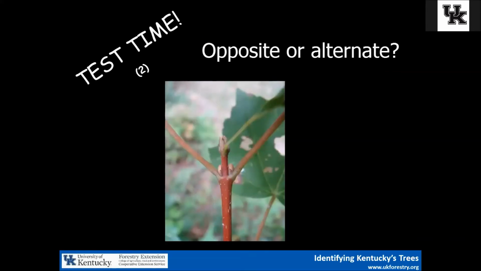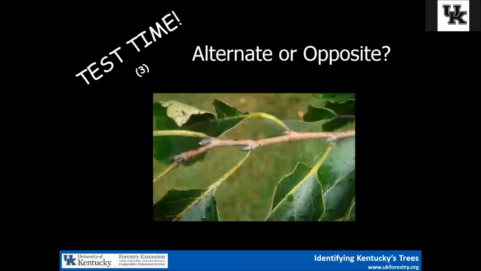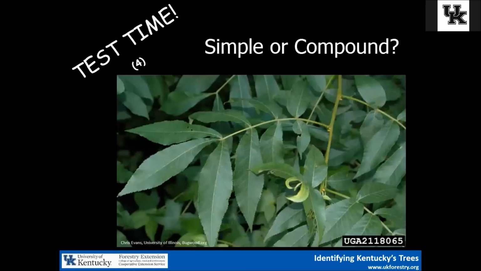Is this leaf arrangement opposite or alternate? I bet you got it. It's opposite. Yep, you can see the 2 little buds tucked in at the bases of the leaves, and they are right across from each other on that twig. Okay, number 3, alternate or opposite? Look close. We got one there and one there and one there. That's right. This is an alternately arranged tree. Very good. How about this one?